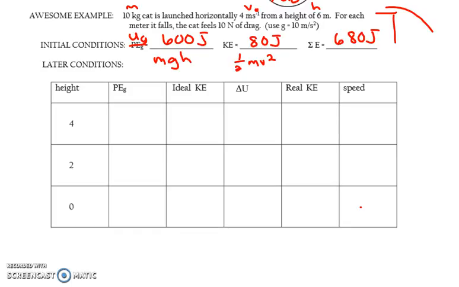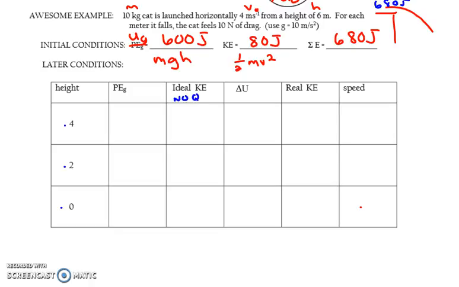Now let's look at what happens as the cat starts falling. We're going to look at 3 different heights: a height of 4, a height of 2, and just before we hit the ground. Let's do the ideal first. Ideal means no thermal losses, and then we'll treat the thermal using the information.